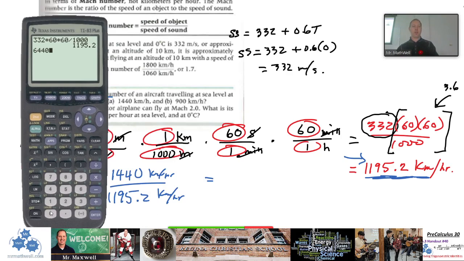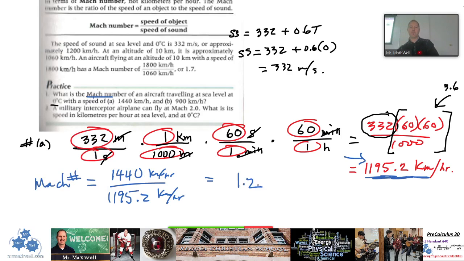So 1440, not 6440. Where did 6 come from? 1440 divided by the answer that I had there already. So there we go, 1.2. Look at that. So Mach 1.2.